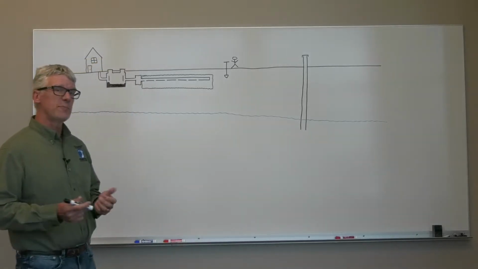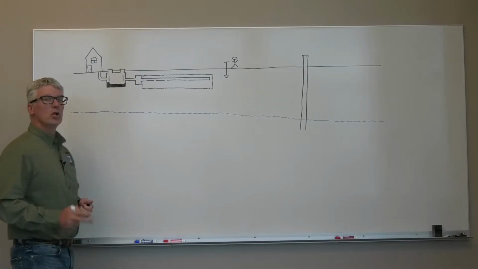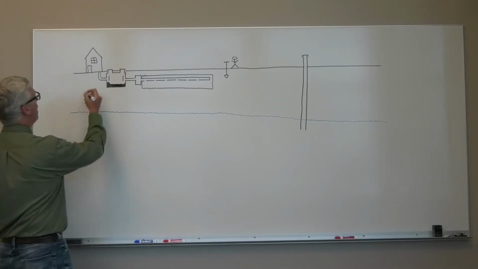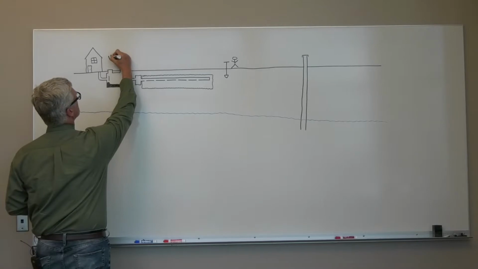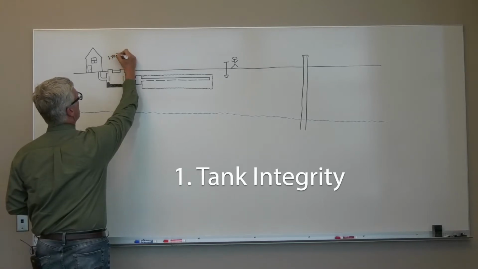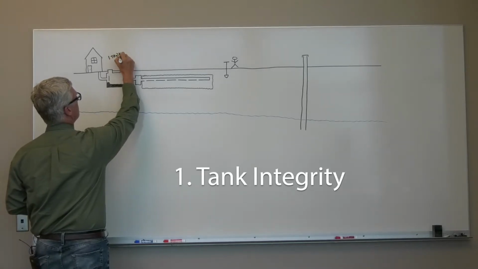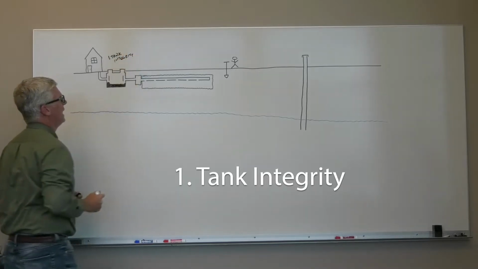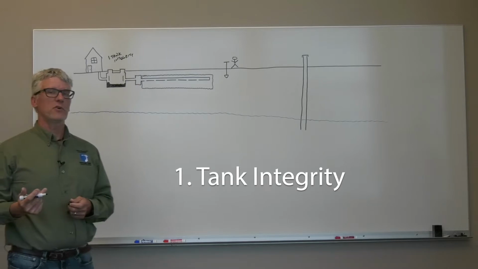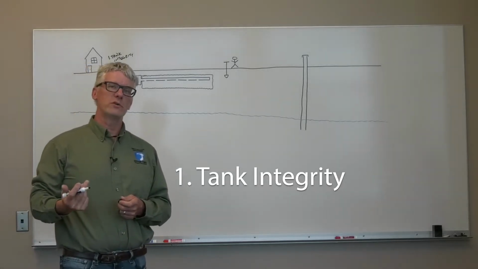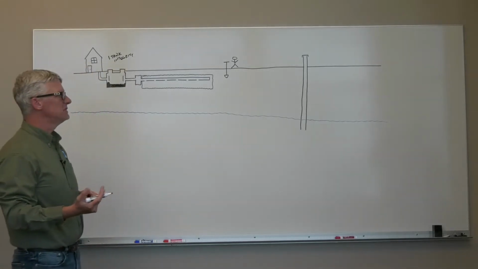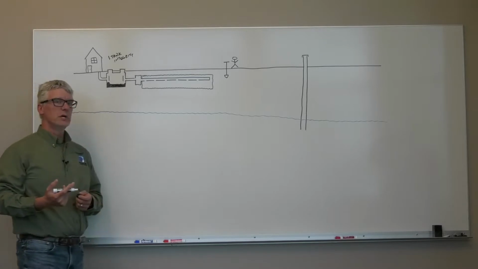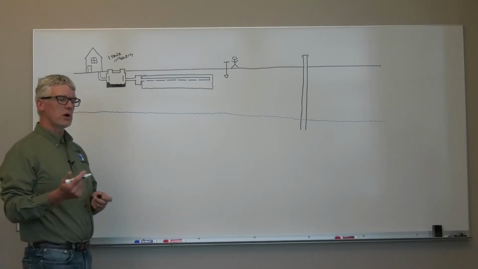Now, a compliance inspection of an existing system looks at two things. One is tank integrity. And what we're interested in is whether or not the septic tank is watertight. Now, there are several methods that an inspector will use to determine whether or not a tank is watertight.